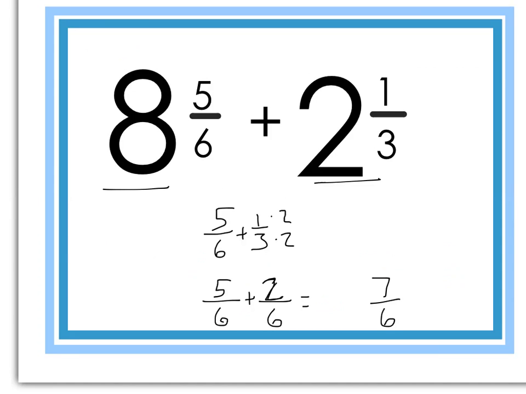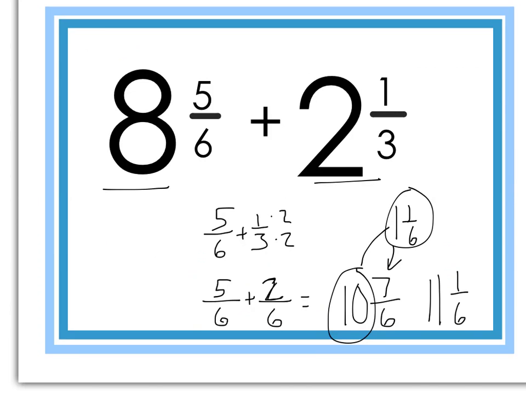When I put these together, I get 10. Now let's fix it. This is top heavy, so I'm going to change that to 1 1/6. If I'm doing that, notice I have a 10 and I have a 1 1/6. Put those together and I have 11 1/6. So you're just going to add those whole numbers and keep the fraction part.